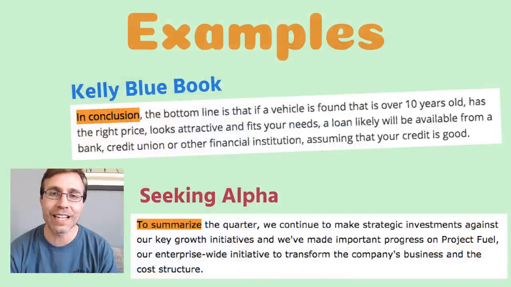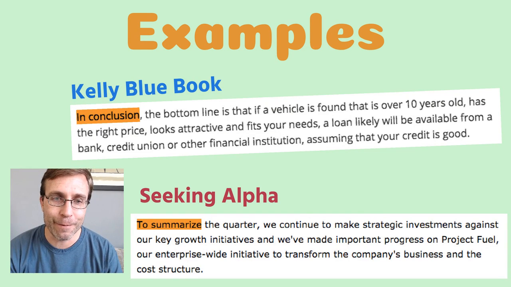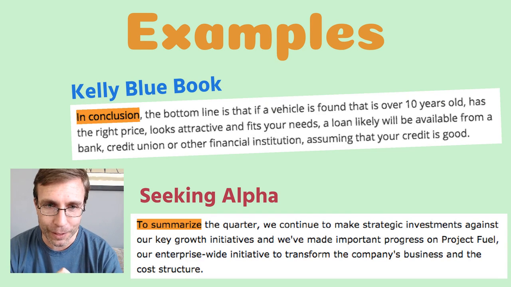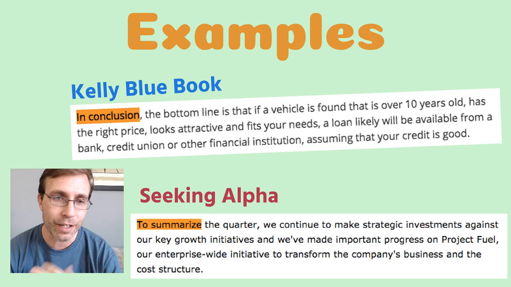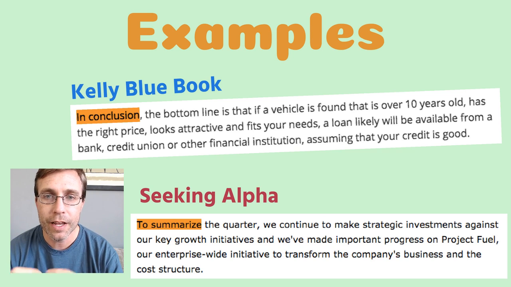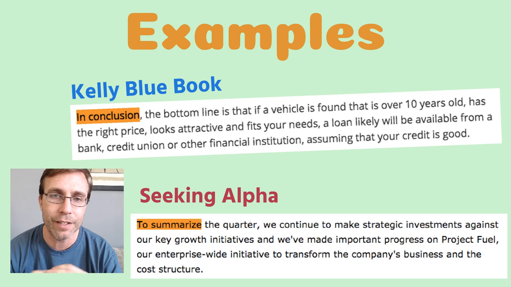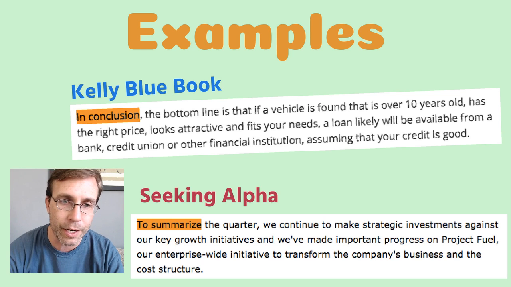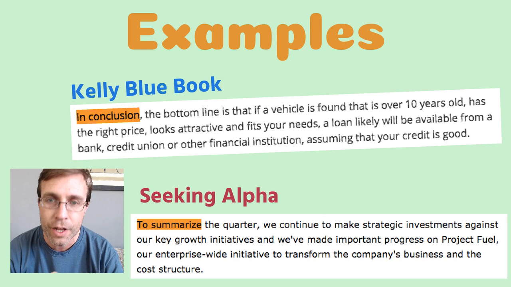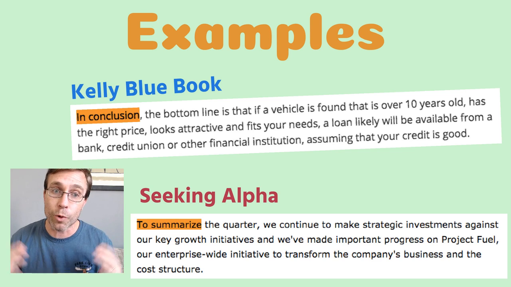Let's look at some examples. That first one up there, Kelley Blue Book, says, in conclusion, the bottom line is that if a vehicle is found that is over 10 years old, has the right price, looks attractive, and fits your needs, a loan will likely be available from a bank, credit union, or other financial institution, assuming that your credit is good. So again, in conclusion, we're summing up what the article was about.